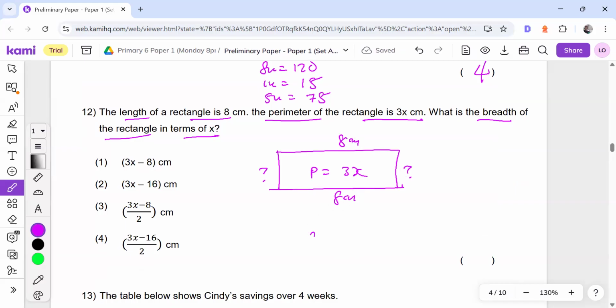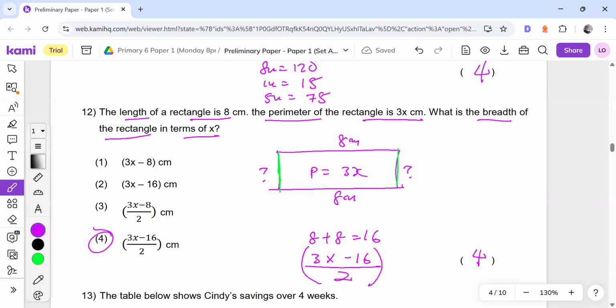How do you find the breadth? You take 8 plus 8 equals 16. Then the perimeter minus 16. And you will get what? You will get these two sides. Perimeter minus 16, right? You get the 2 breadth. And then you will need to divide by 2 to get 1 breadth. So your 1 breadth is 3x minus 16 divided by 2. Answer number 4. Clear? Easy? Got it? Right?